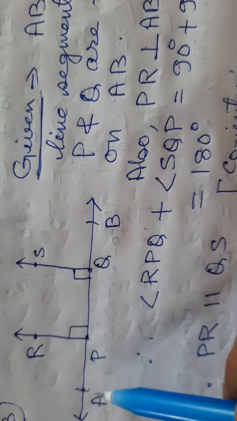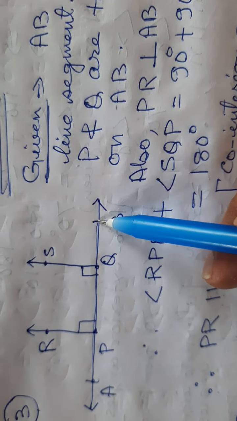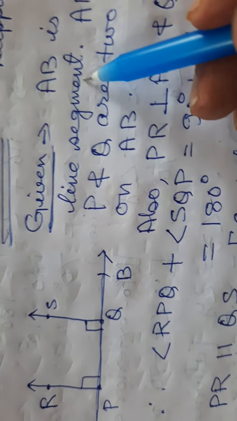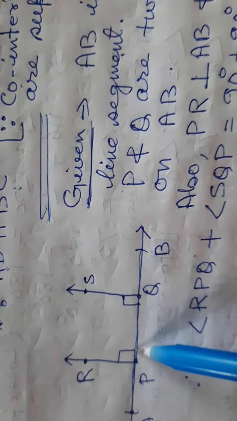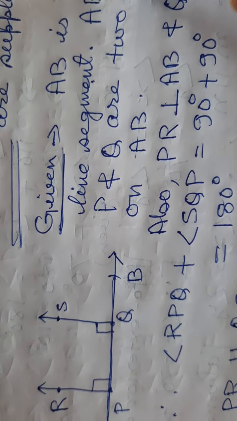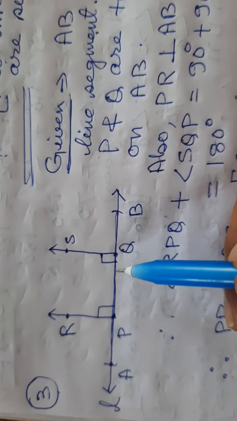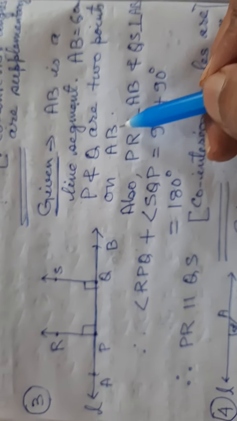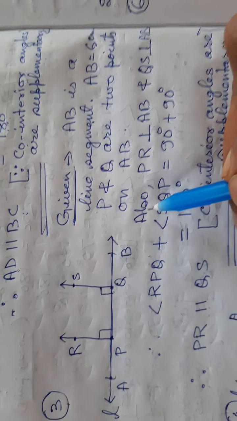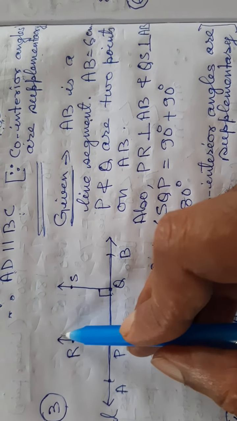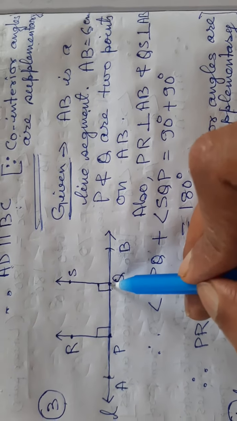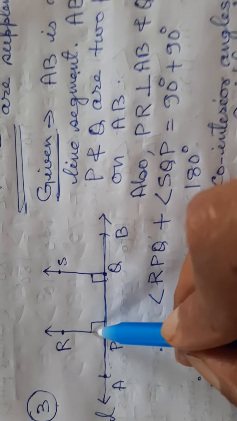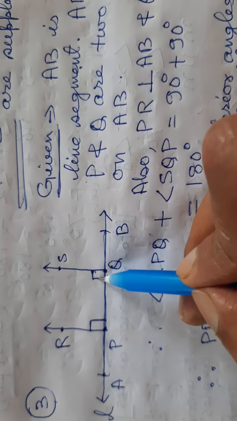So here given, AB is a line segment of line L. The length of AB is equal to 6 centimeters. P and Q are 2 points on AB. Also, PR is perpendicular to AB, and QS is perpendicular to AB. And this angle is 90 degrees, this angle is 90 degrees.